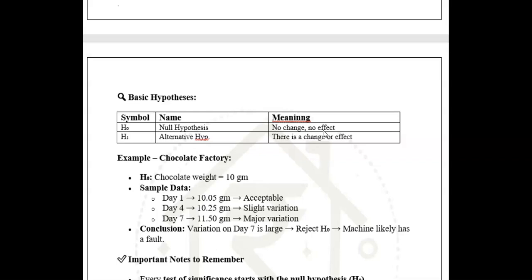In that, there is no change and no effect. You will compare with the null hypothesis for every sample. H1 is the alternative hypothesis: there is a change or effect. Whatever sample you have taken, you check it and compare it with the null hypothesis, then see what the change or effect is. There is a change or effect, or there is no effect.